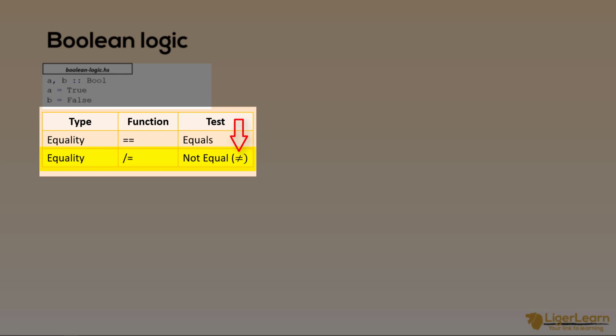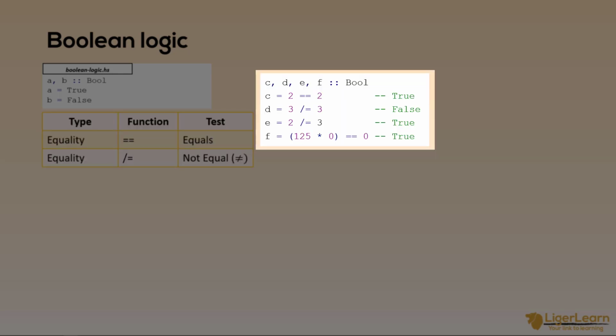The reason for using this syntax is that it kind of resembles the not equal to symbol used in mathematics, which is an equal sign with a slash through it. Obviously the mathematical symbol is not readily available on keyboards, so it is much easier to define not equal like this. Let's take a look at some example code here. All of the variables C, D, E and F are of type Bool. This means their underlying value will always be either True or False.